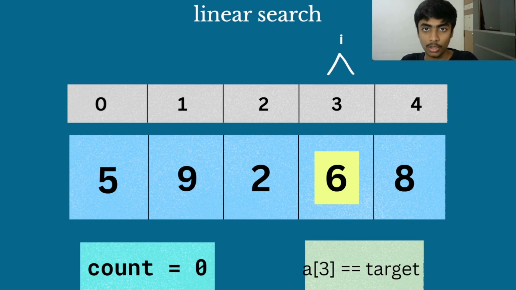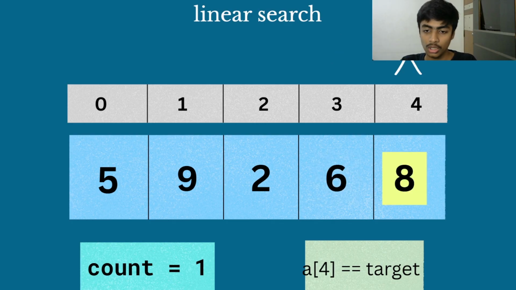And to know that we found our value, we're going to increment count by 1. Basically, depending on the value of count, I can know whether a value was found in the array or whether it wasn't. And you'll understand why at the end of this iteration. So our I finally increments to 4 and we're going to check if a of 4 is equal to target. This is false, so our count will stay as it is. Now what if a value wasn't found in an array?